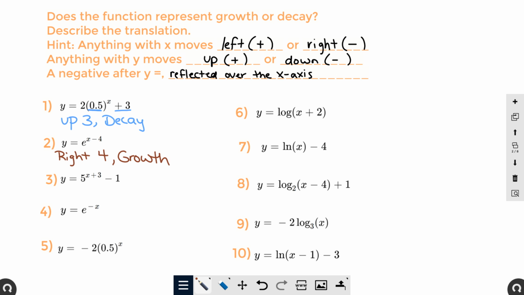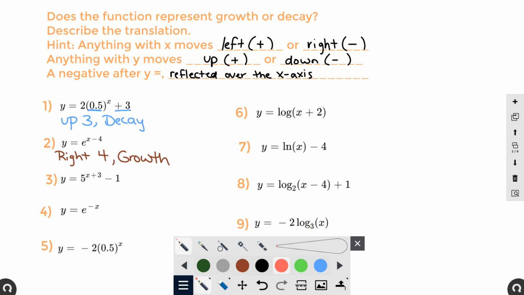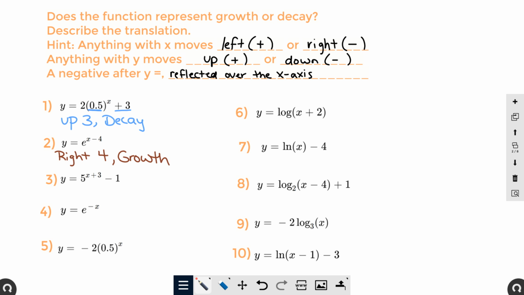B is the base of the exponent, and that will tell you whether it's a growth or a decay. All right, let's look at problem 3. Y equals 5 to the x plus 3 minus 1. And which way 3? Left 3, down 1. Good. We look at what is with x and what is happening at the end. So this is left 3, this is down 1. Now we pay attention to b, and b tells us we have a growth.